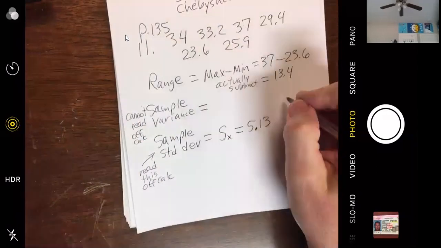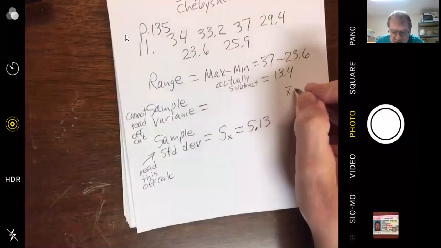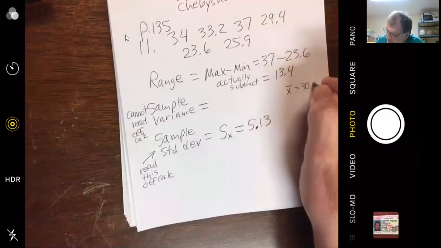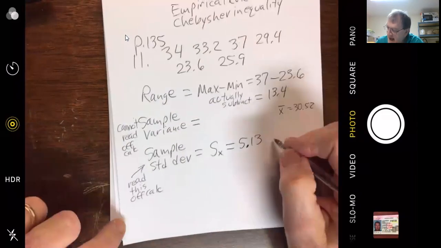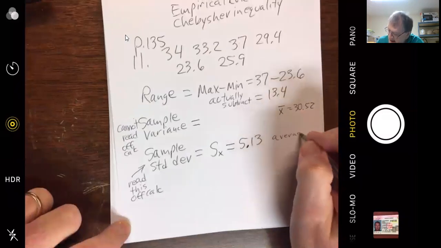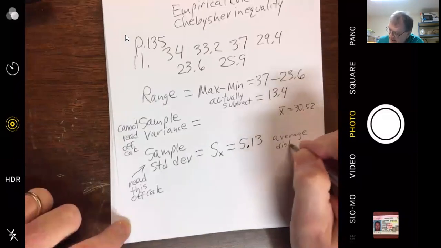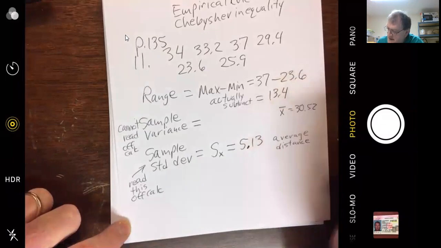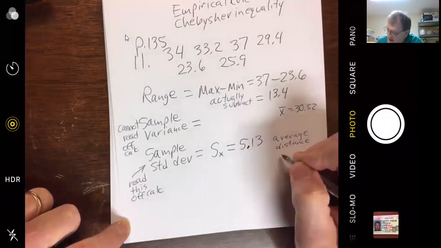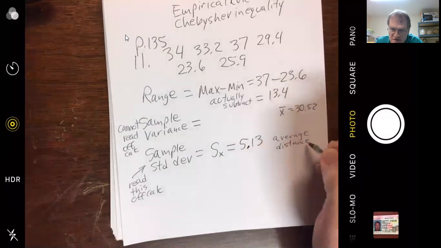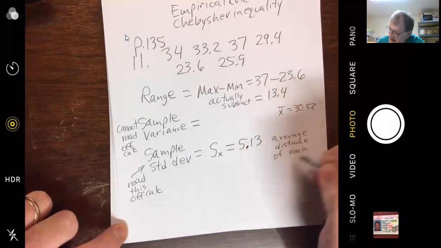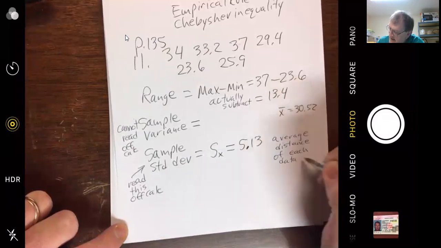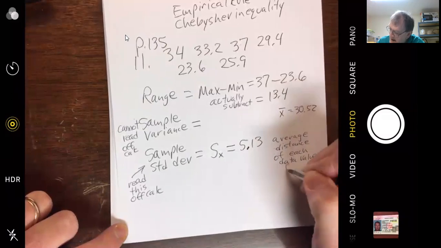Well, you need the mean, so I'll rewrite that. The mean was 30.52. This is the average distance. We'll use the word distance, even though it isn't a real physical distance. The standard name for it is deviation, change. You could say average change of each data value from the mean.